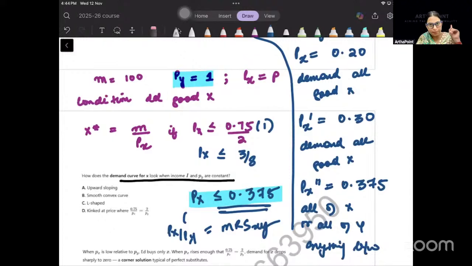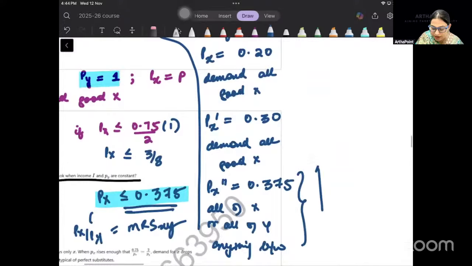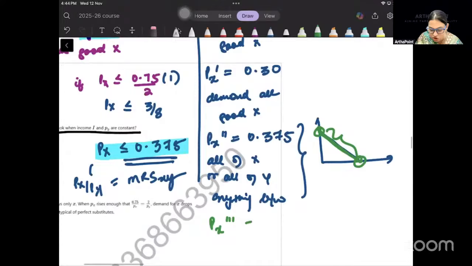You remember, when px by py is equal to MRS, when the ratio is equal, the consumer can demand all of x, all of y or anything in between, because this is the situation when the budget line and indifference curve coincide with each other. So this point is also an equilibrium, and all points in between. And when px increases to 0.40, that is higher than 0.375, it is more than 0.375, so the demand of x will become 0. You have to show this in the demand curve.